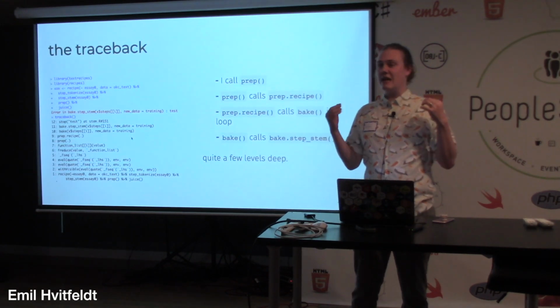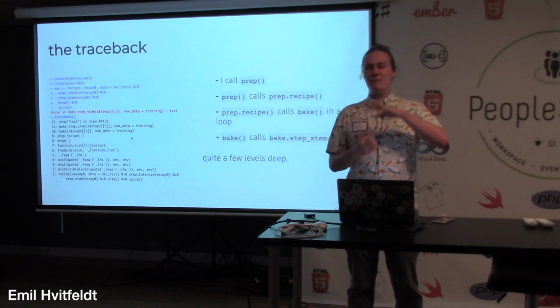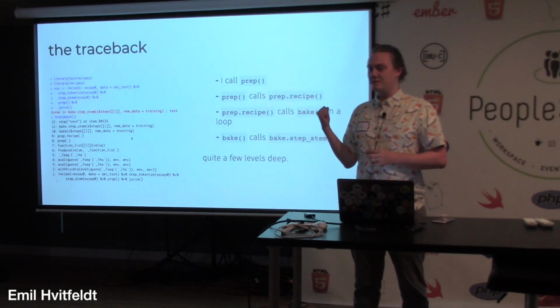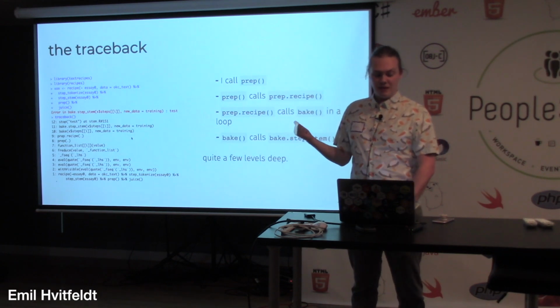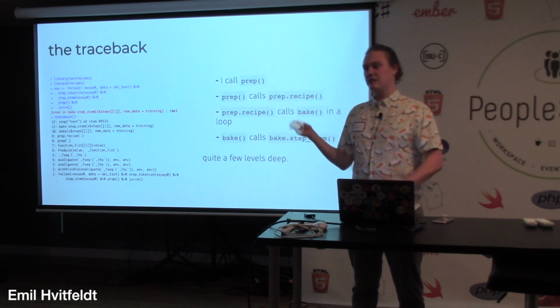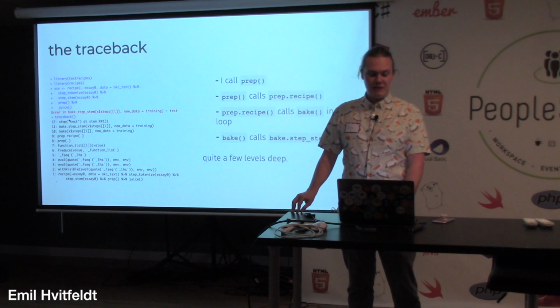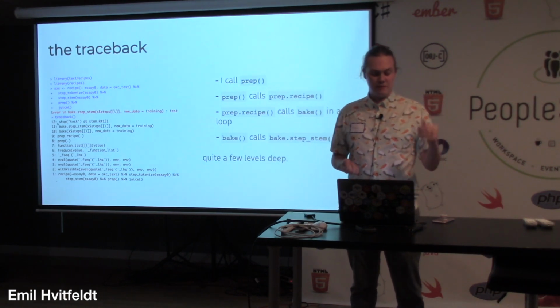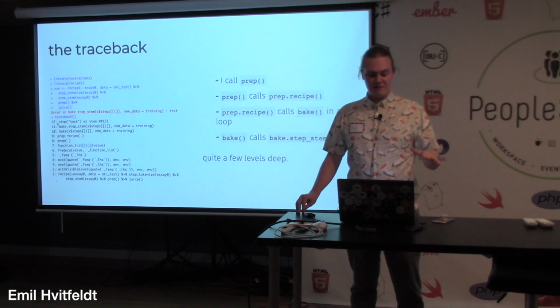Which means that when there's an error happening inside, it's happening pretty deep. So here I introduced an error inside my stemming step, and we see an error, test. And then I do traceback, and we see a pretty deep trace of 12 different levels.